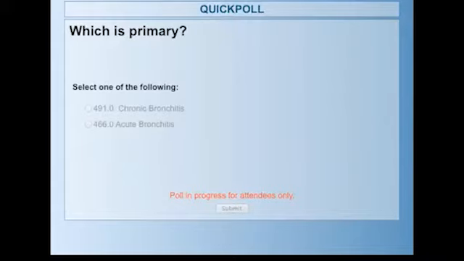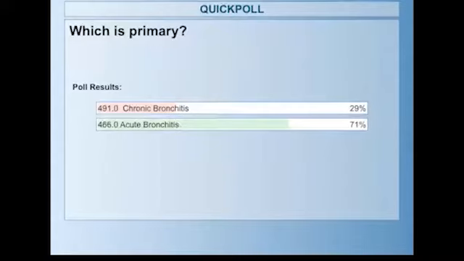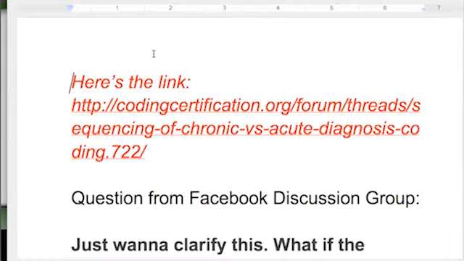5, 4, 3, 2, 1, closing the polls and sharing the poll. Okay, so 29% said chronic, 71% said acute. I'm going to show you how I figured the answer out. It is acute.